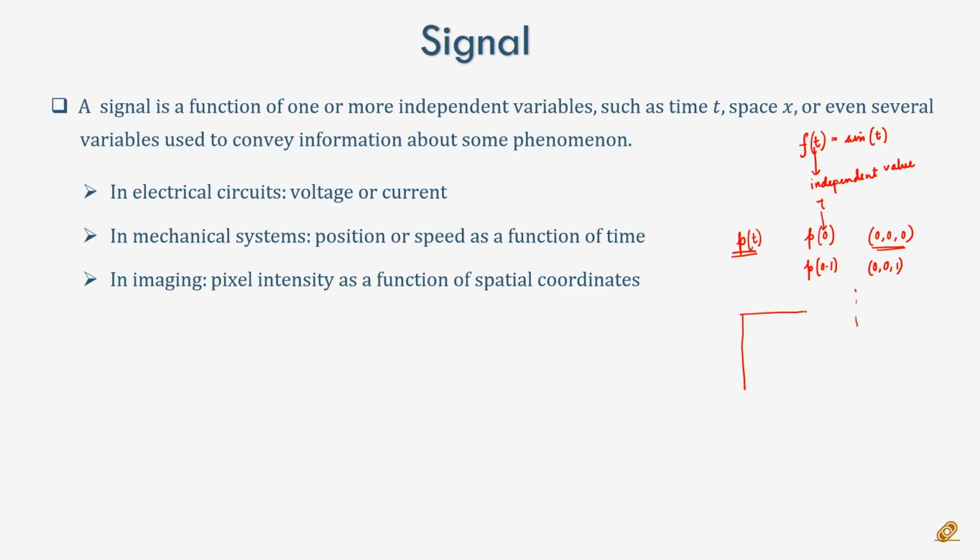Now in this case, you have two independent variables. So for example, suppose this is your image. If I say this is your x-axis and this is your y-axis, then for different points you will have different pixel intensities. So this image is a function of x and y. At different values of x and y you will have different pixel intensities. I will show you this with an example.